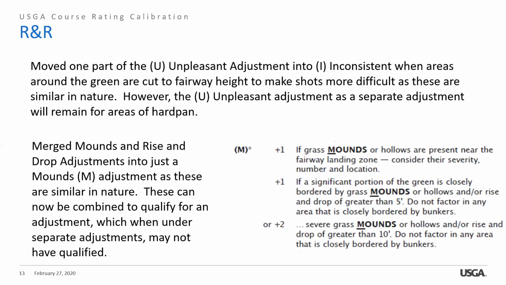We've also combined mounds and rise and drop. So now it would just be M. Almost every time I went on a rate, we would always have the discussion, well, it's not really quite an M and it's not quite an R. As a group, we would just combine it and make it one adjustment. That's what the new rule is telling us: now we evaluate it as one, and then we can combine it and get that 1+1 adjustment. Whereas technically before, by the book, we weren't able to do that.